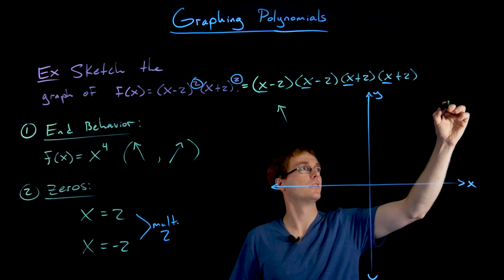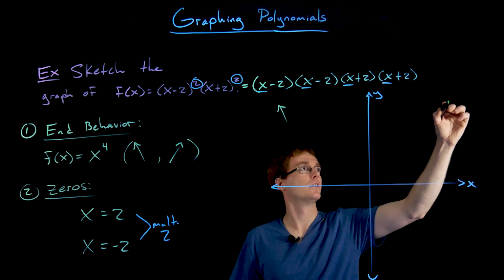And we could actually add a little bit more detail to our graph if we plugged in x equals 0 and found not our horizontal intercept, but our vertical, or y-intercept. If we did that real quickly, plugging x equals 0 into our function, we get negative 2 squared, which is 4, times positive 2 squared, which is also 4. 4 times 4 is 16. So we also know our y-intercept is at 16, just adding a little more detail to our graph.